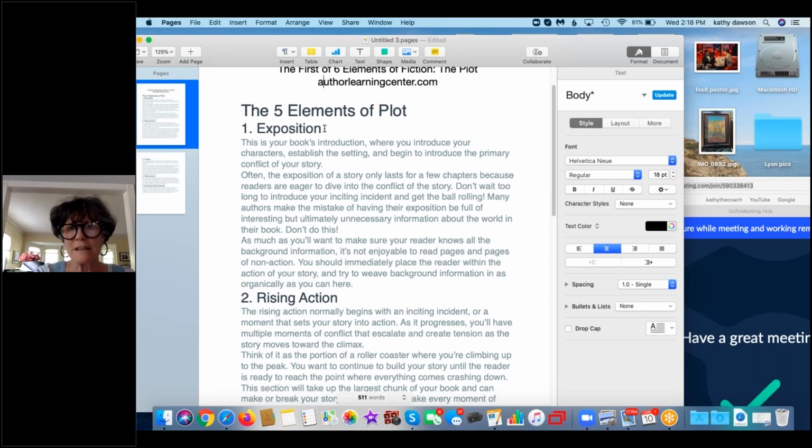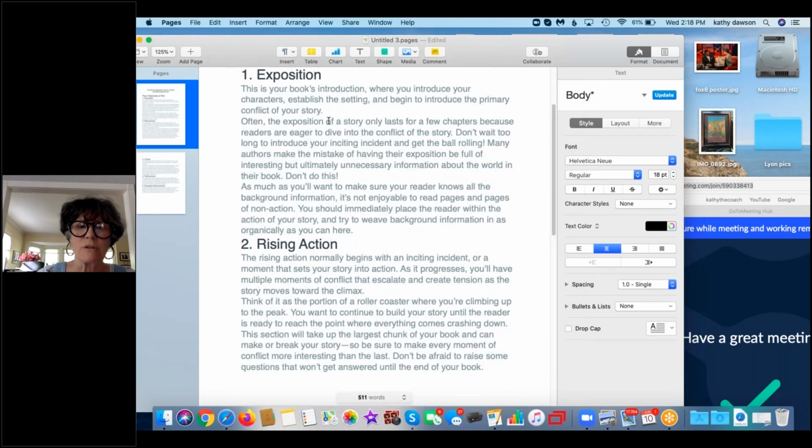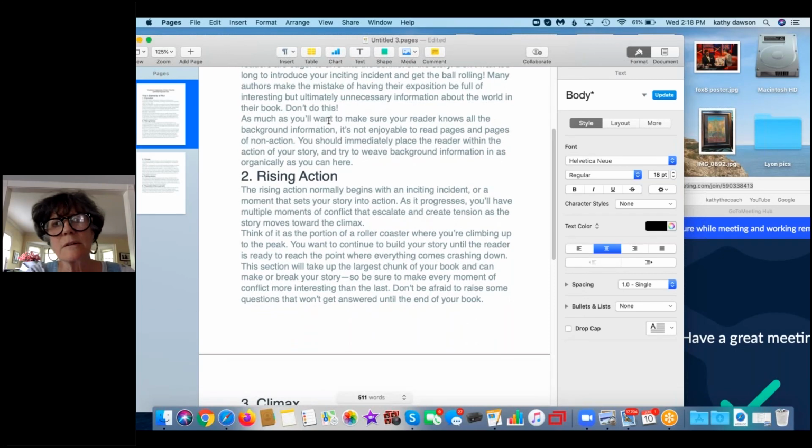The next element of the plot is called the rising action. So this is the part in the story that feels a little bit like a roller coaster, in that there's several moments of conflict, but with each moment of conflict, it's like mini conflict. It's like a roller coaster in that you're going up the hill, right? That feeling of excitement, and you're just going up and up and up with all these things happening. And that's where the author's really grabbing it, okay?